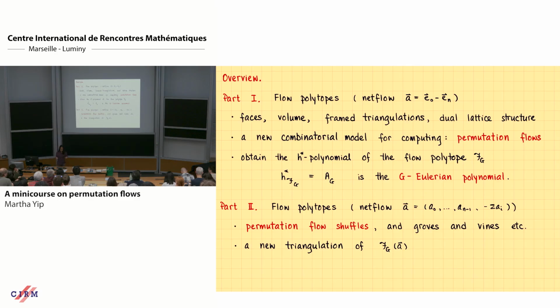Tomorrow I will be generalizing some of the story, really diving into some more of the details of the combinatorics and generalizing a lot of the story to this more general net flow of the flow polytope, where you can have many sources and then one final sink.